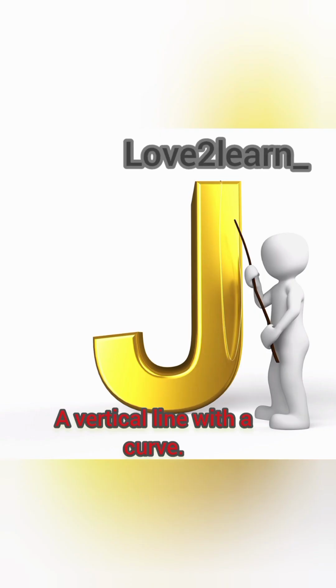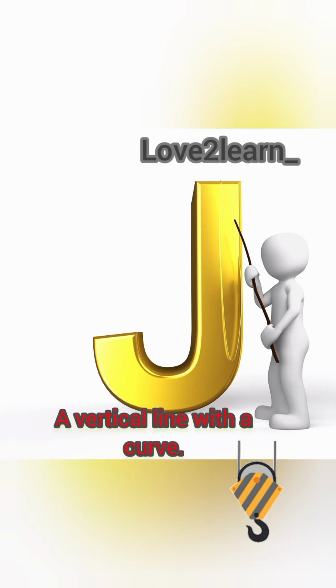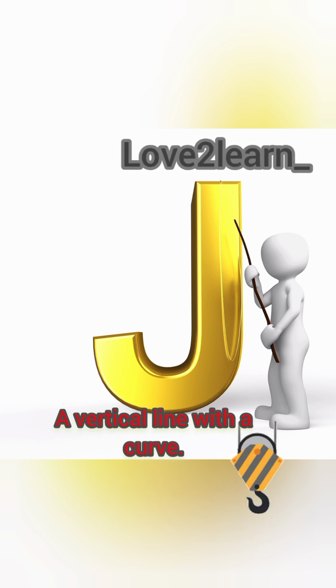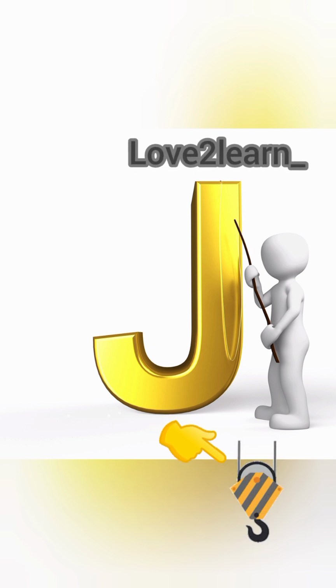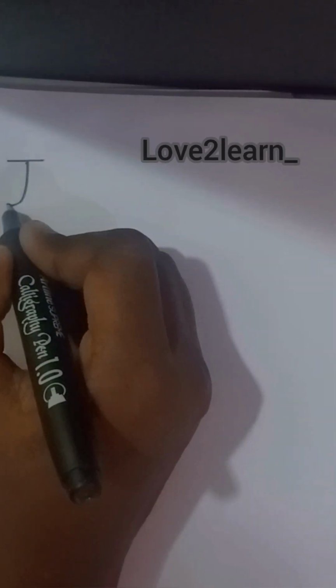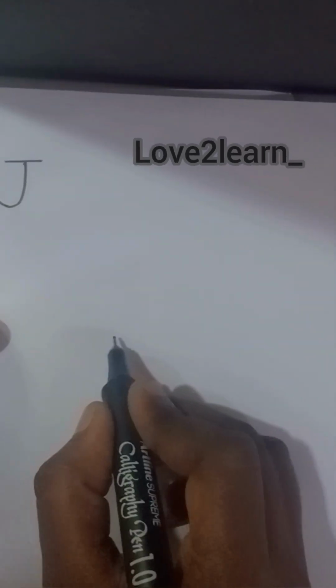And then next, J is a vertical line with a curve. This letter J resembles a hook. See this? This is a hook. Now let's start to draw using letter J.